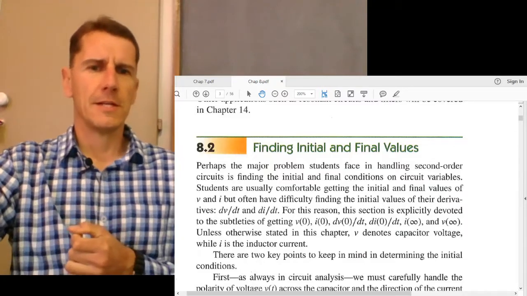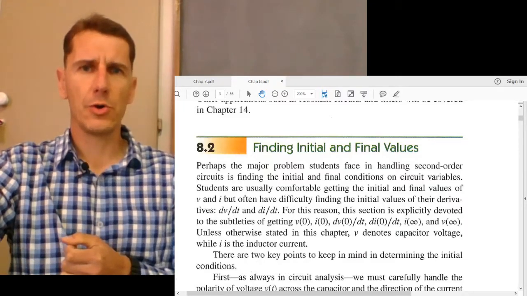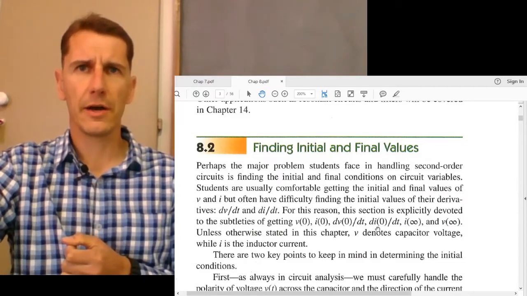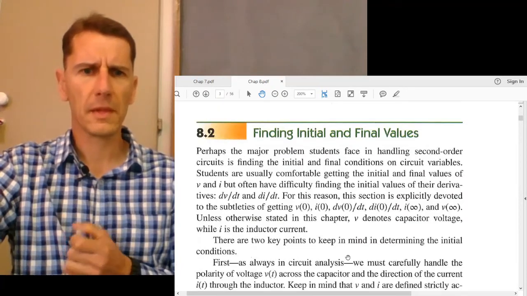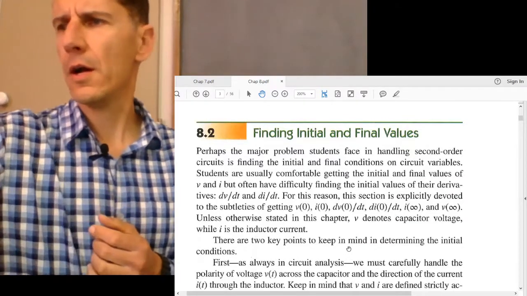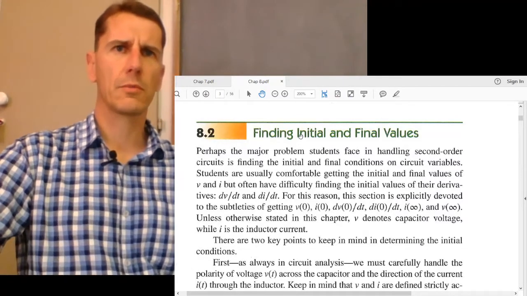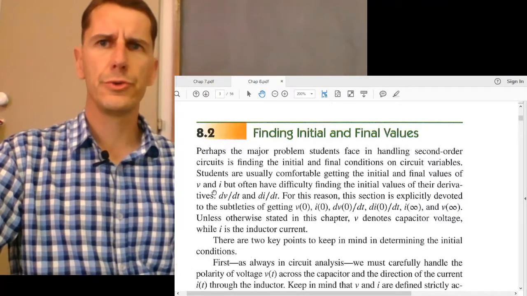Okay. So we're going to look at v(0), i(0) that we've already done, and then the dv/dt over here, the di/dt as well. But there are two key points that we need to keep in mind the whole time, and for that I'm going to go over to the board.